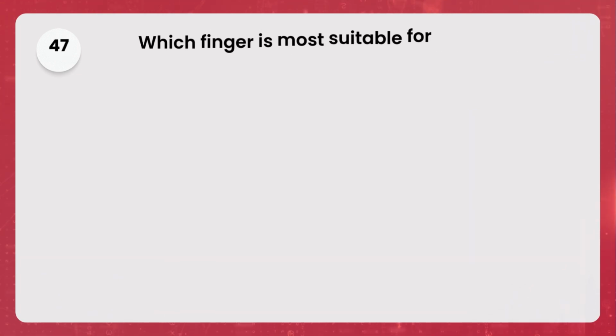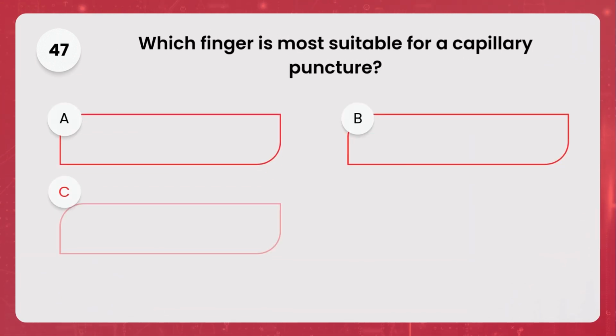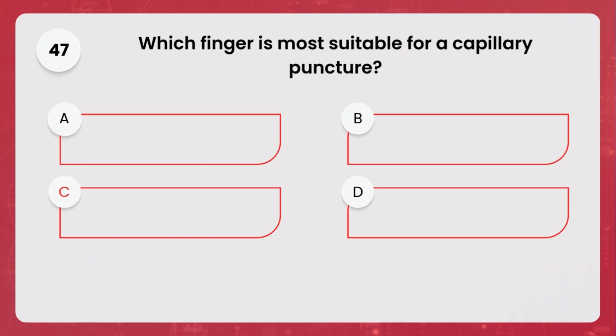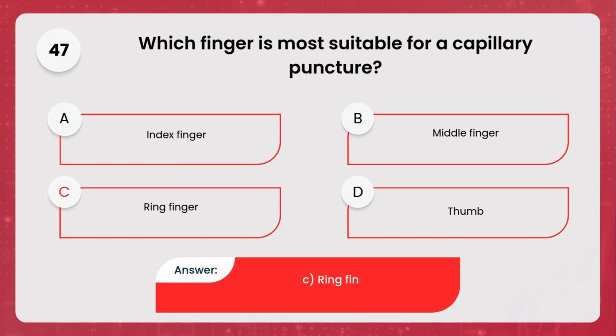Number 47. Which finger is most suitable for a capillary puncture? A, index finger, B, middle finger, C, ring finger, or D, thumb? The answer is C, ring finger.